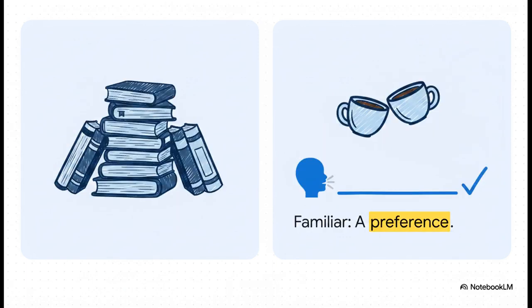You also want to keep your tone conversational and familiar. So swapping out a clunky, complex word like predilection for something familiar like preference, that saves space and makes your writing instantly scannable for everyone, including non-native English speakers. Look, the goal isn't to sound like a walking thesaurus. It's to be understood instantly.